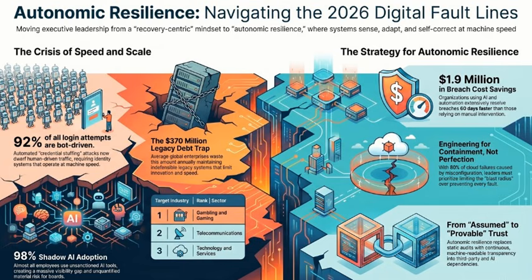The statistics in this section of the report are just staggering. They really are. I want you to really listen to this. 98% of employees are using unsanctioned shadow AI apps. 98%. That's basically everyone. Everyone. And even more concerning, 97% of organizations that actually suffered a documented AI-related security incident in 2025 completely lacked proper AI access controls.